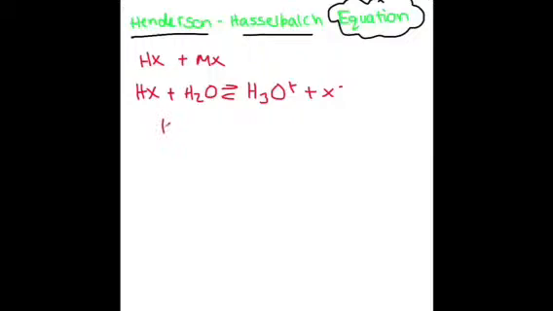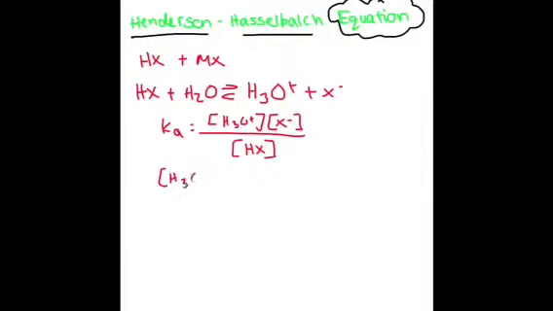Then they wrote the Ka expression, which equals the concentration of the products, hydronium ions and the conjugate base, over the concentration of the reactant, so HX. Then they manipulated the formula in order to solve for the concentration of hydronium ions. That equals Ka times the concentration of the weak acid divided by the concentration of the conjugate base.